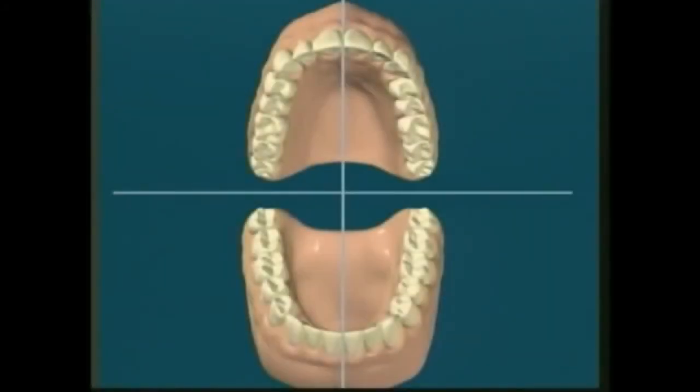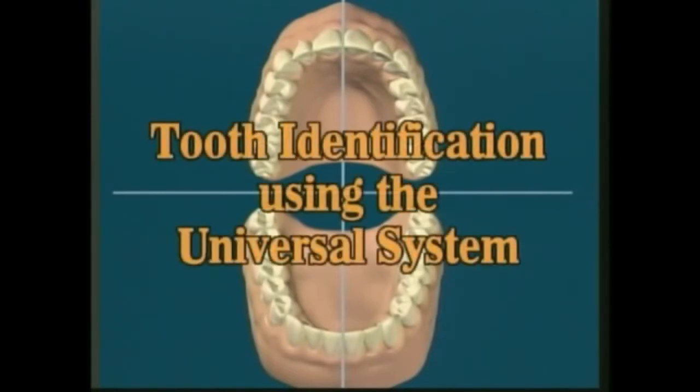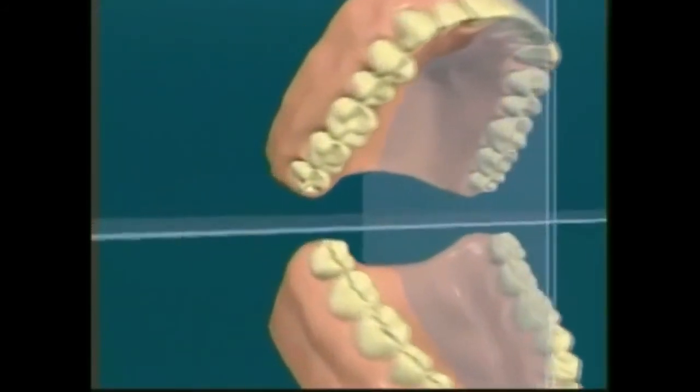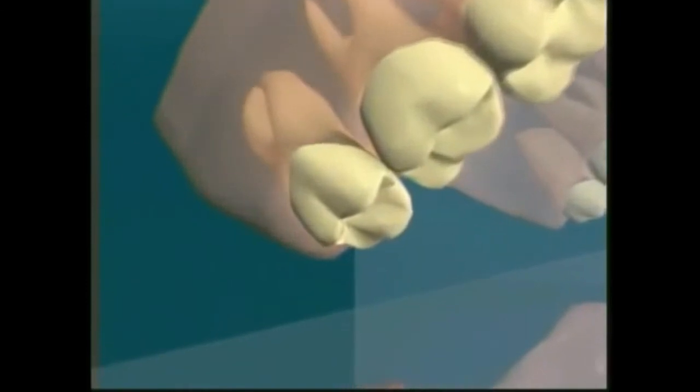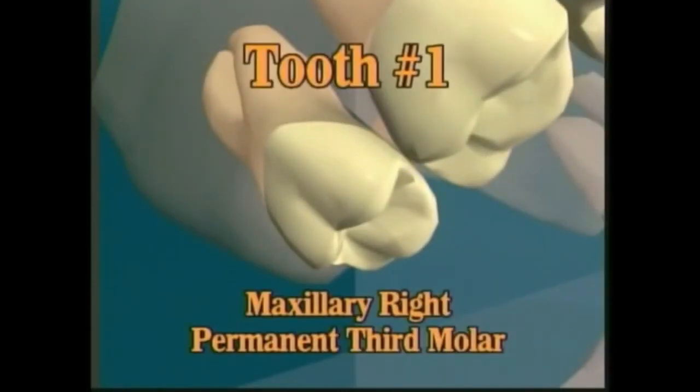Let's look at each tooth in the permanent dentition using the universal system of identification. Starting in the maxillary right posterior area, we begin with tooth number 1, the maxillary right permanent 3rd molar.